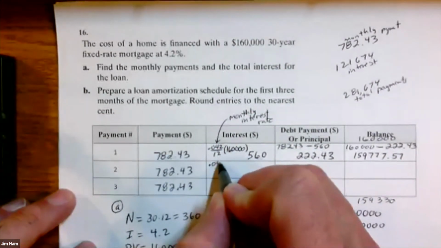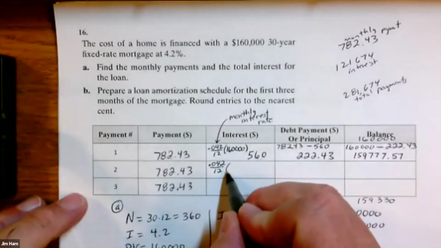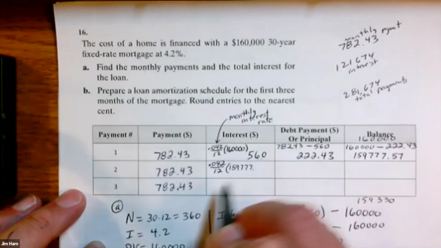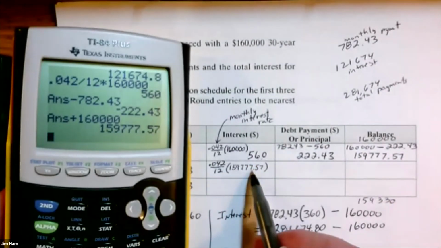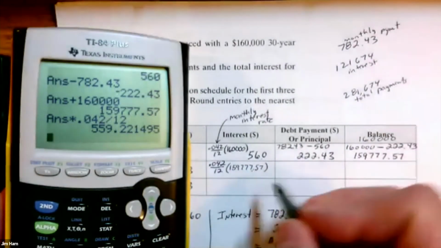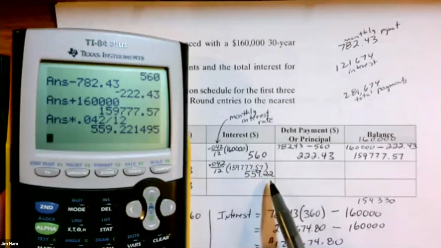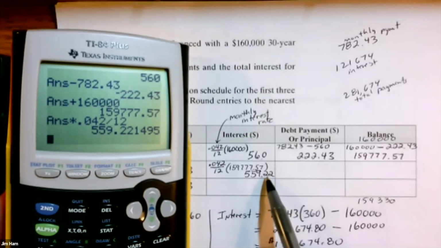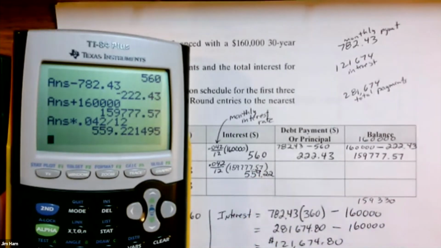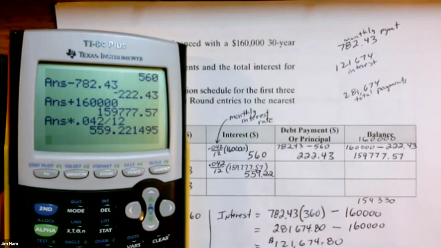We take 4.2 divided by 12 to get the monthly interest rate, but now we only owe $159,777.57. So there's that number times 0.042 divided by 12. So notice how the interest came down by pennies, and we're always going to round these numbers off. If you looked in the amortization table, they don't worry about pennies in the display, but they do use them as they go from row to row. Otherwise, there would be amazing rounding error in the entire table.